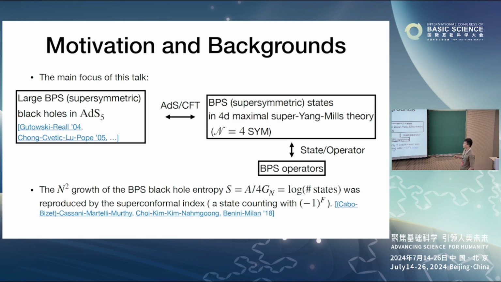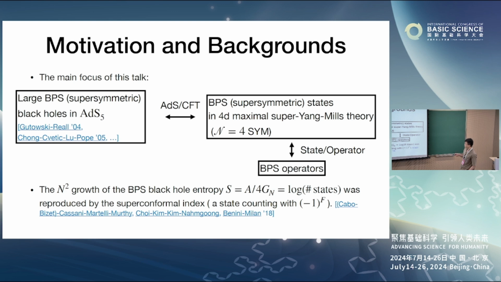In this talk, I will focus on the BPS black holes in AdS5, and they are macroscopic. So their horizon radius is of the same order as the AdS radius. In the AdS/CFT correspondence, their microstates are due to BPS states in N=4 super-Yang-Mills. I will also use the state-operator correspondence in CFT and talk about the BPS operator. I will use BPS state and BPS operator interchangeably.